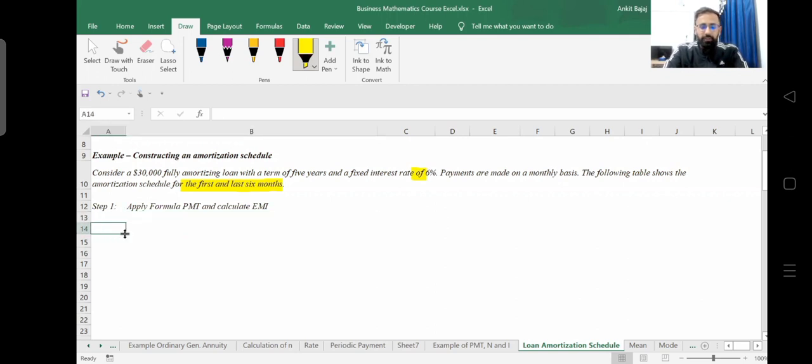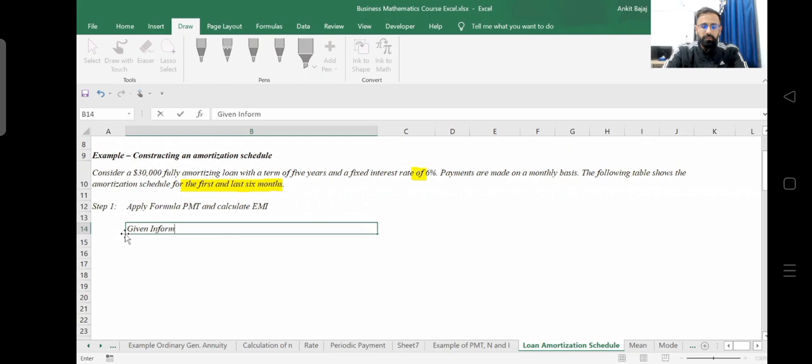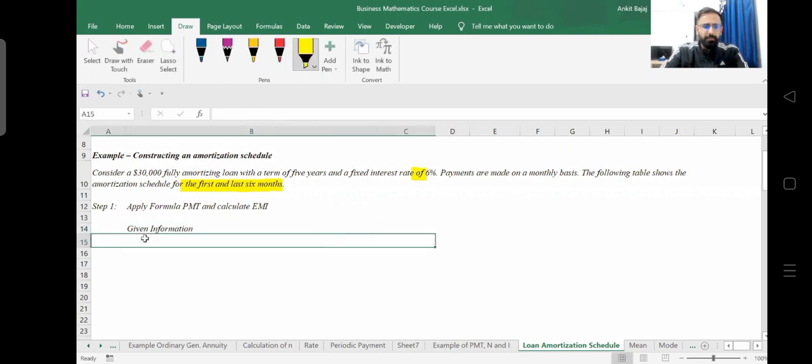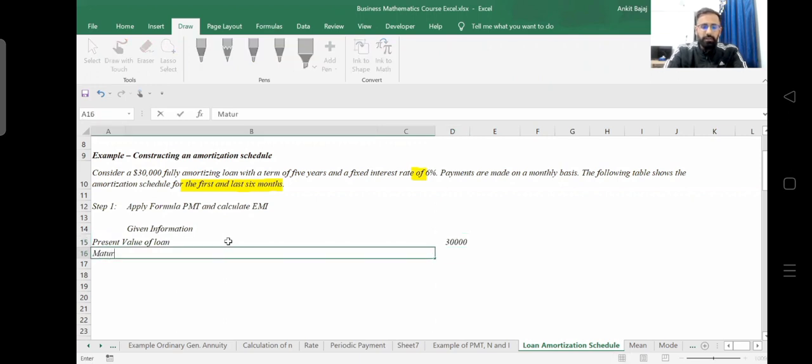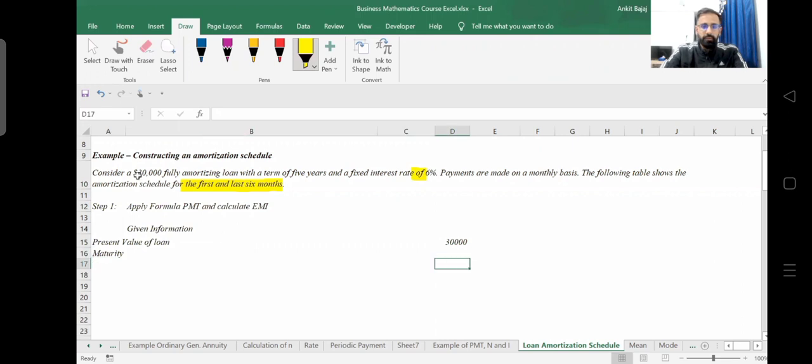So first we will write down the given information here. We will see what given information is there in this question. The first item given is a $30,000 fully amortizing loan, right? So you will be making the payment of 30,000 over 5 years. If I talk about the present value of the loan, the present value of the loan is $30,000, right? Now, if I talk about maturity, the maturity period given here is 5 years.